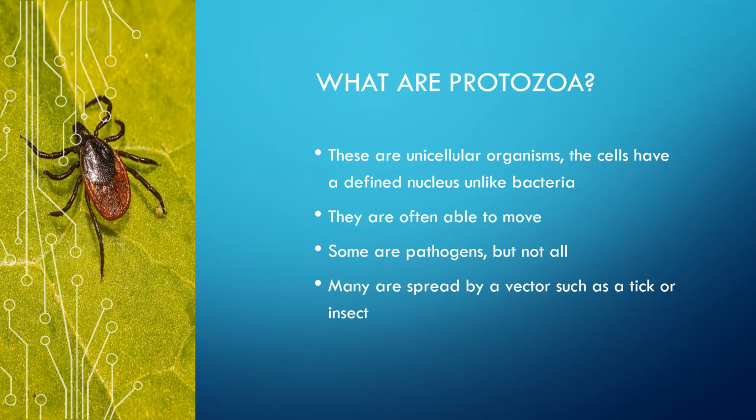What are protozoa? They are unicellular organisms, with cells that have a defined nucleus, unlike bacteria. They are often able to move. Some are pathogens, but not all. Many are spread by a vector, such as a tick or an insect.